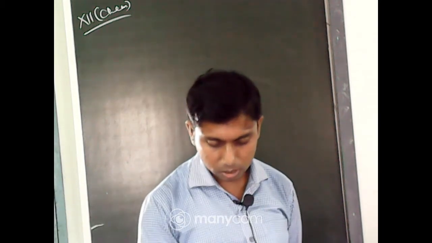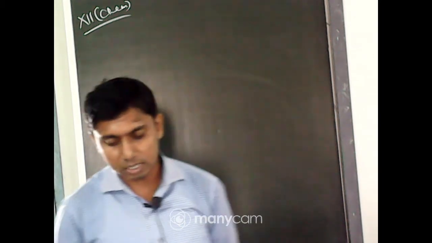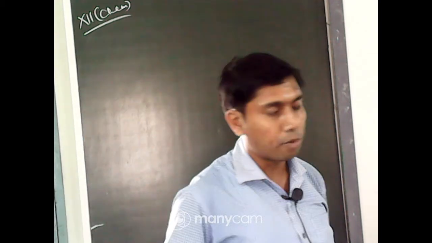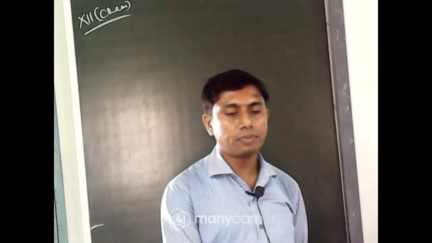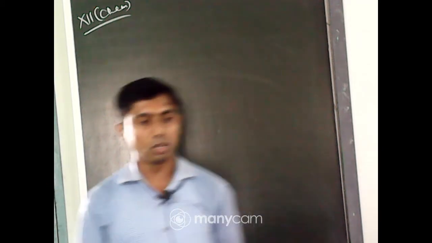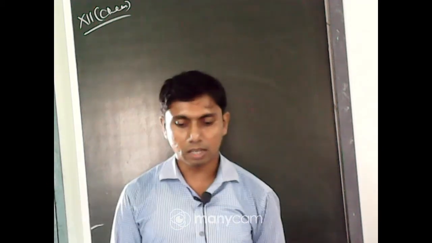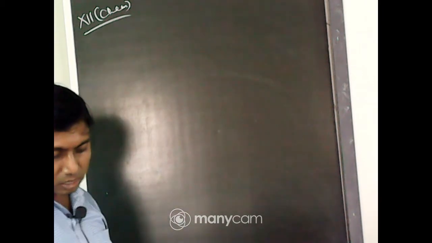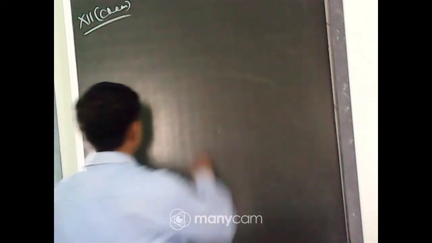So, the general characteristics of solids were discussed, and the types of solids, that is crystalline solid and amorphous solid, and their physical characteristics were also discussed in the last class. Now, today it is the distinction between crystalline and amorphous solid.